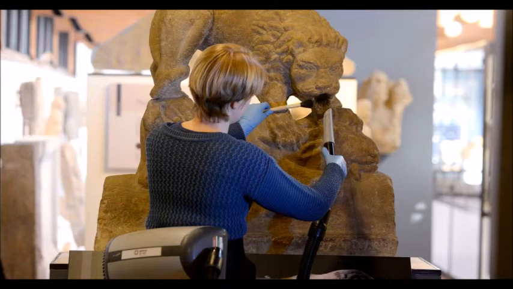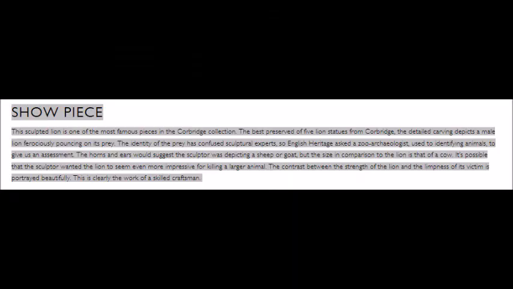A detailed carving depicts a male lion ferociously pouncing on its prey. The identity of the prey has confused sculpture experts. The horns and ears would suggest the sculpture was depicting a sheep or goat, but the size in comparison to the lion is that of a cow. It's possible that the sculptor wanted the lion to seem even more impressive by killing a larger animal and changed his mind partway through carving.